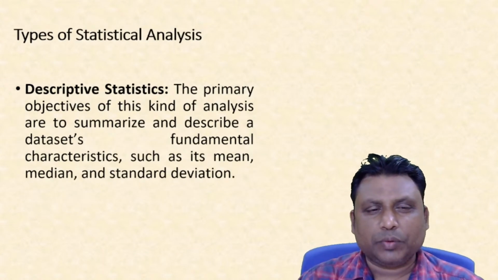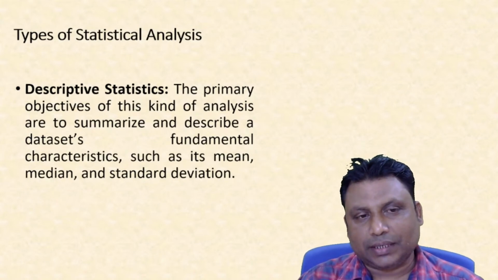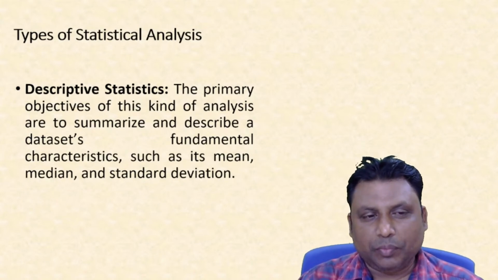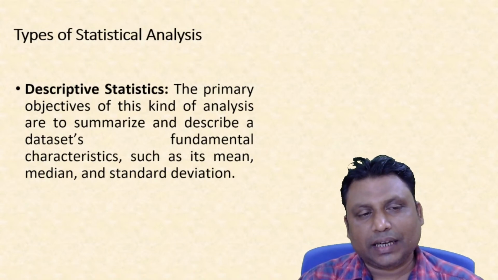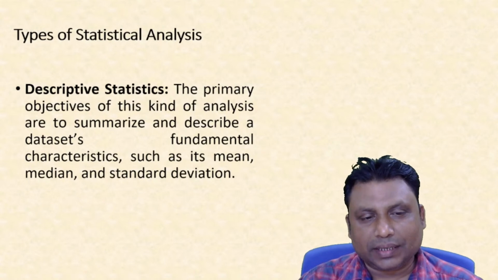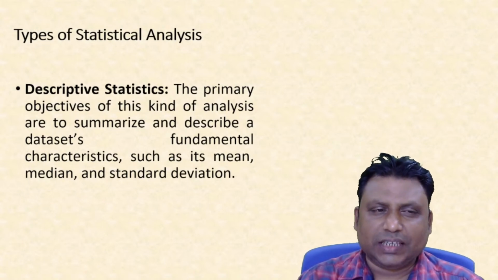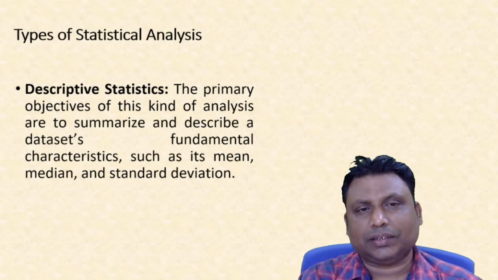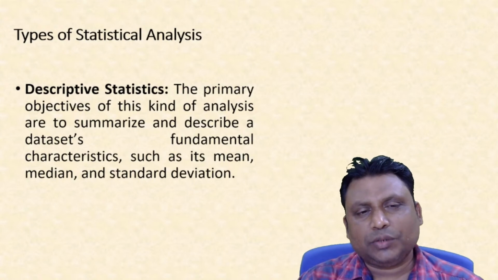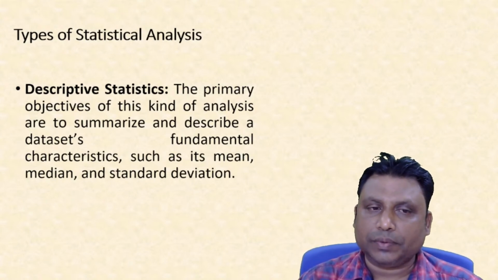Then what are the types of statistical analysis? The first one is descriptive statistics. The primary objectives of this kind of analysis are to summarize and describe a data set's fundamental characteristics such as mean, median, and standard deviation. So descriptive statistics generally, in your statistical methods, means we are calculating measures of central tendency and measures of dispersion.